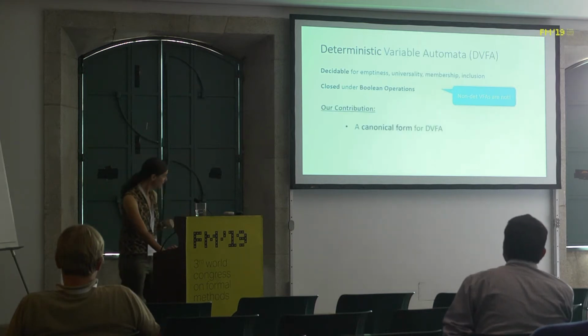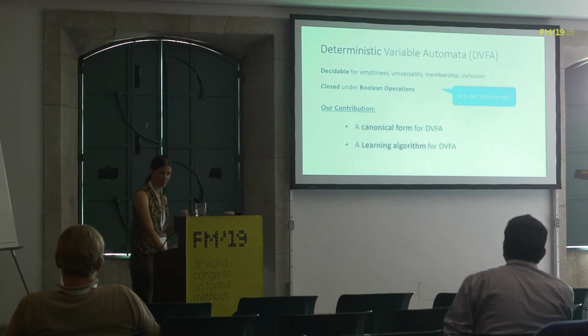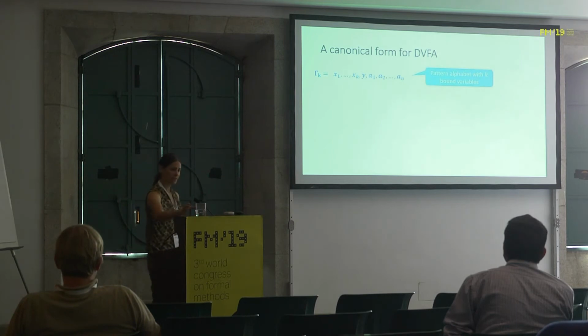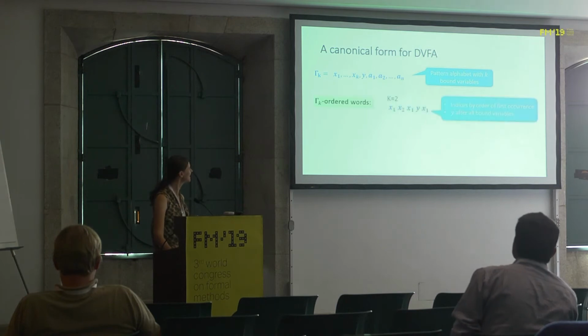And the contribution in this paper is an offering of a canonical form for DVFA, much like regular languages, and as a result, a learning algorithm for DVFA. So I will describe both these parts. All right, so I'll start with the canonical form. So let's say the pattern alphabet has k bound variables, variable y, and also constants, which I will ignore because they're less important.